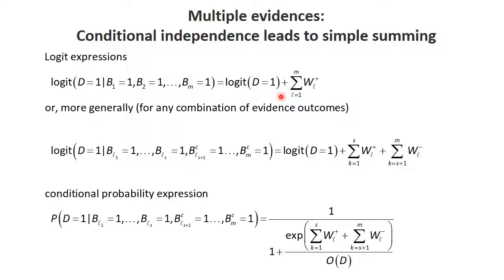So what that all leads down to eventually is that we can write the logit as before, and now, instead of having a single W plus, we have a sum of W plus over all the evidence. This summing is just a direct consequence of the assumption of conditional independence. We can also evaluate any other logit dependent on any other choices of presence or absence of the evidence, and that would be written in the same fashion as before. We can also calculate any type of conditional probability expression simply by using the logistic function.